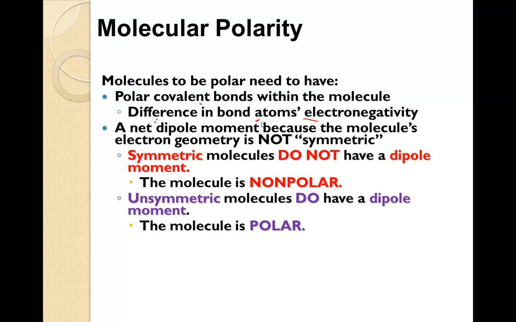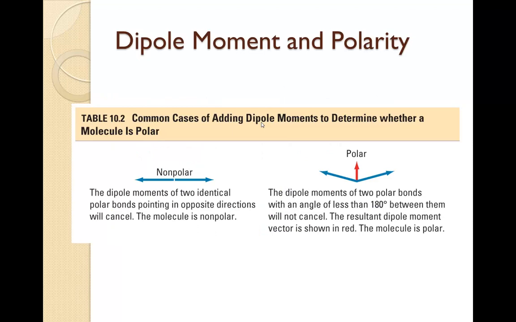Molecules whose electron geometry is not symmetric are polar. Symmetric molecules do not have dipole moments. They're considered nonpolar, while unsymmetric molecules do have dipole moments, and the molecule is polar. I'll give you some examples.